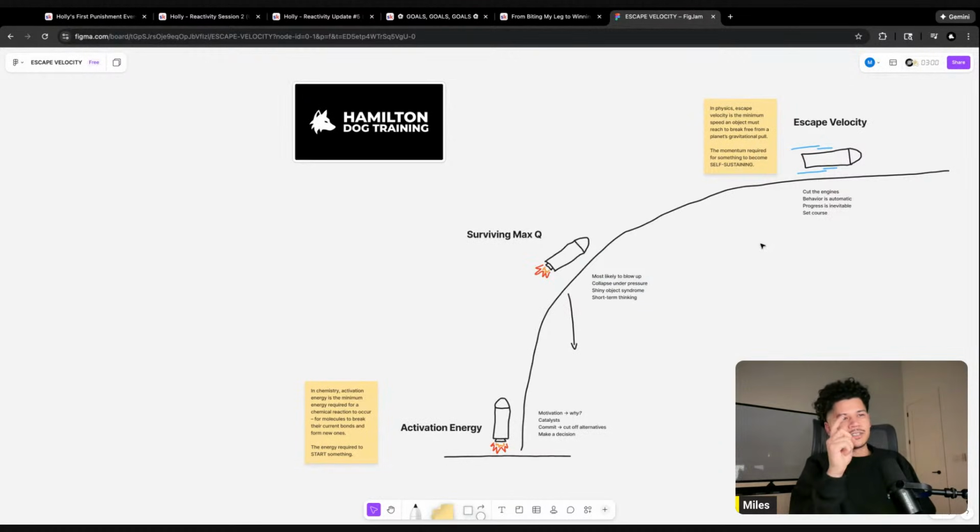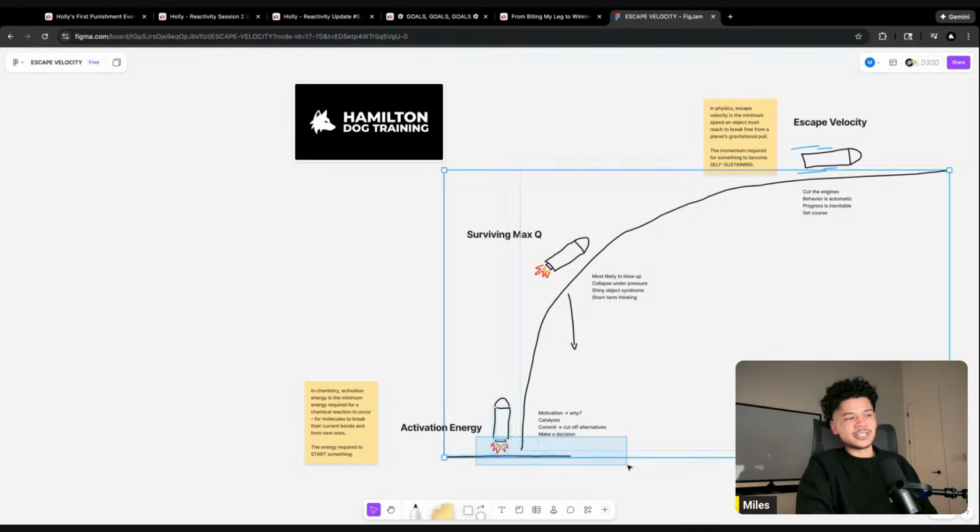Another thing that happens is people think they've hit escape velocity, but they haven't. That's a big one, all right? This happens all the time. People get almost tricked by a false sense of progress. Like, they watch our YouTube videos, for instance. Oh, he's not pulling on the leash anymore. Oh, he's not reacting at dogs anymore. And then they ease their foot off the gas.